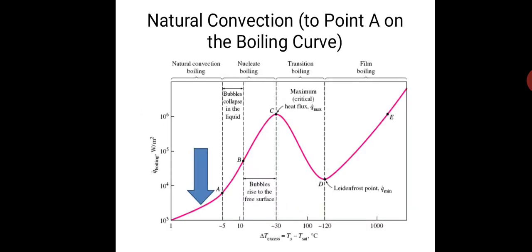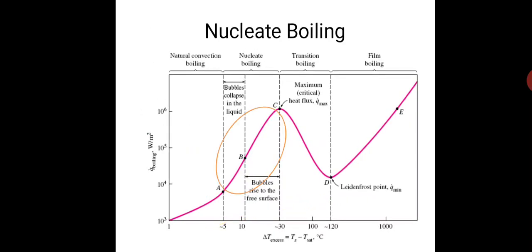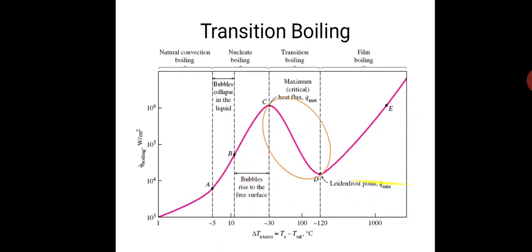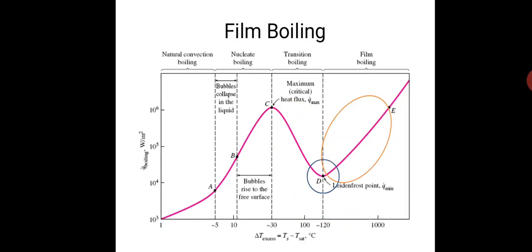We can see the various regimes listed out here, and I told the first section, second section, A to B and B to C, again C to D. Then finally D to E, where film boiling occurs. Beyond point D, the heater surface is completely covered by a continuous stable vapor film. At point D, where the heat flux reaches a minimum, is called the Leidenfrost point. You can see it here.